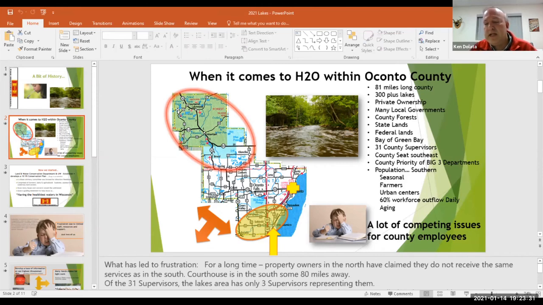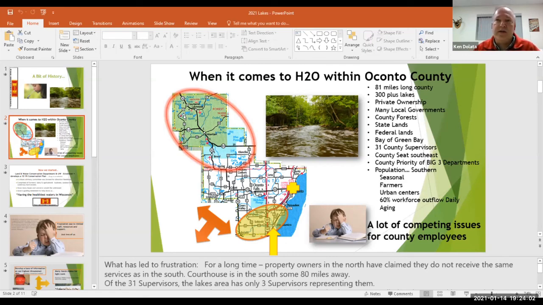We have over 300 lakes to deal with. 270 some have names. We also have the bay to the southeast. That's where the county courthouse is. We also have a situation where we have 31 supervisors, three of which are really in those lake areas. So when people are up there, whether they're mostly seasonal rather than year round, the priority just didn't have the needed effort behind it in the past.